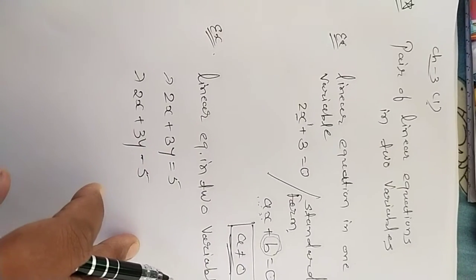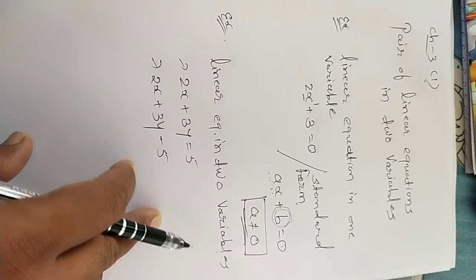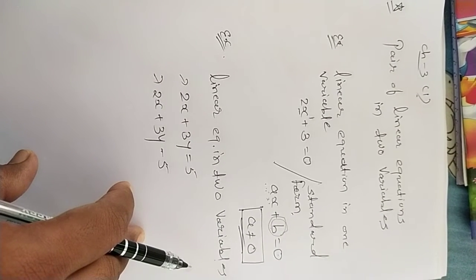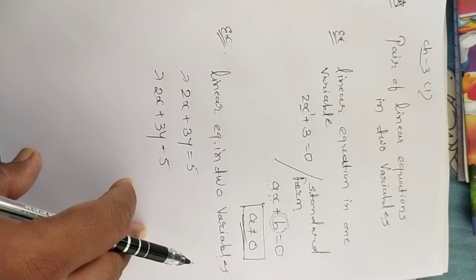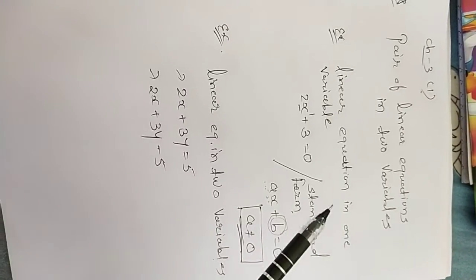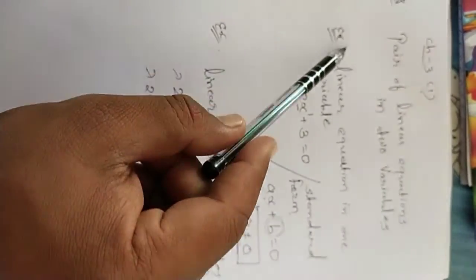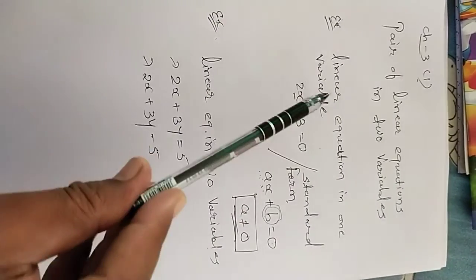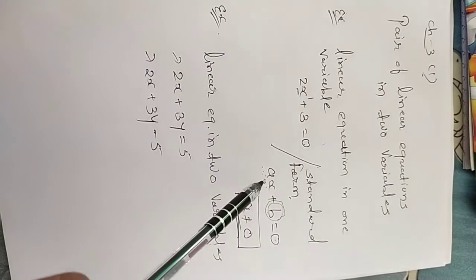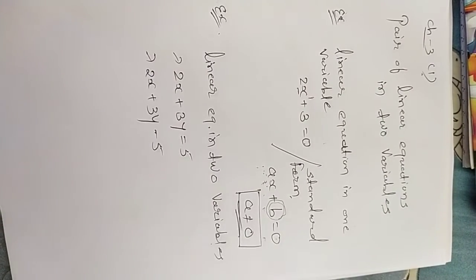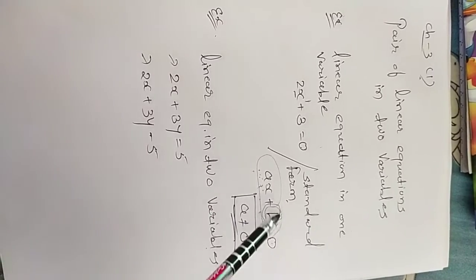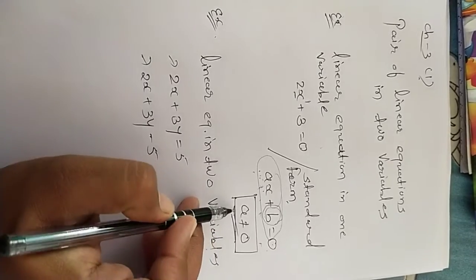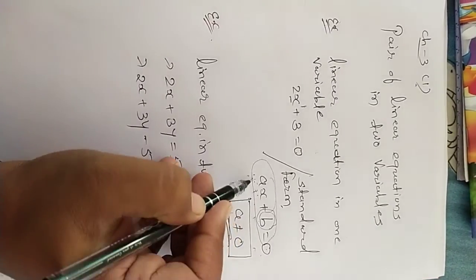Okay, so we are now seeing chapter number 3, pair of linear equations in two variables, in which we'll start by revising what we studied in standard 8 and standard 9. In standard 8, we saw linear equation in one variable, whose standard form was ax plus b is equal to 0, where a is not equal to 0. It is the necessary condition that a is not equal to 0 for a linear equation in one variable.